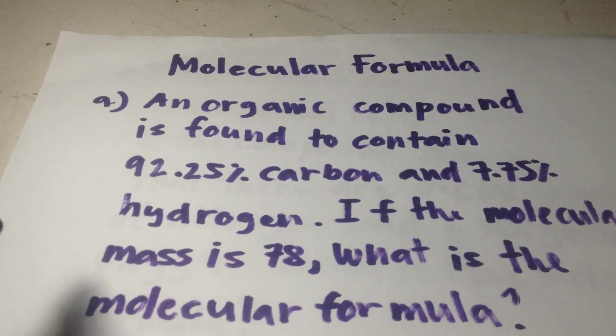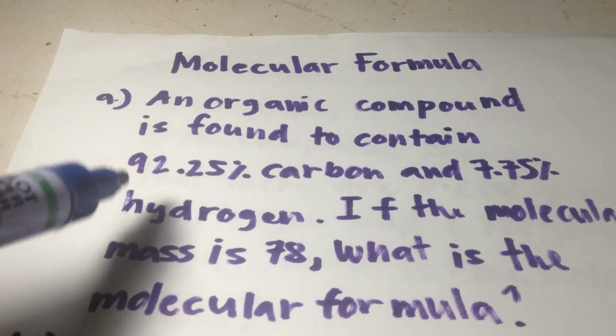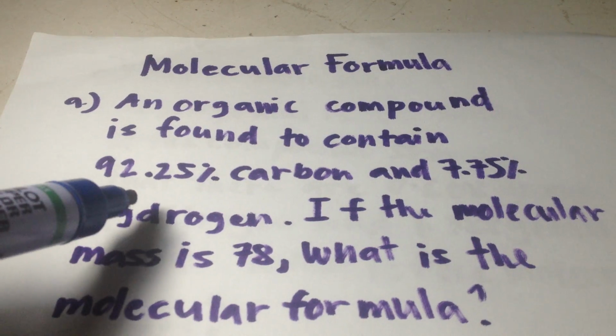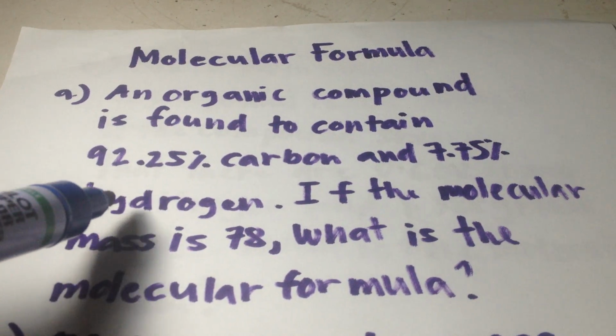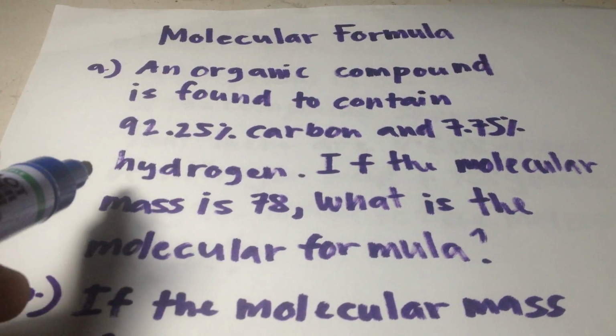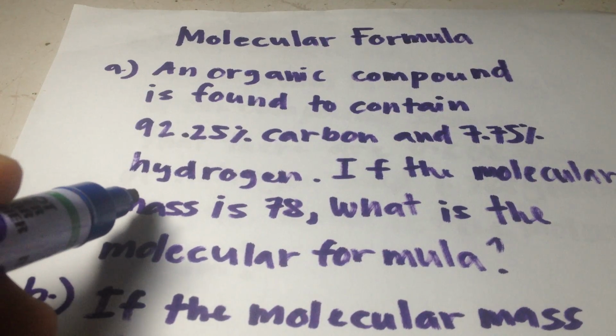In problem letter A, an organic compound is found to contain 92.25% of carbon and 7.75% of hydrogen. If the molecular mass is 78, what is the molecular formula? The first thing we need to do is find the empirical formula first.